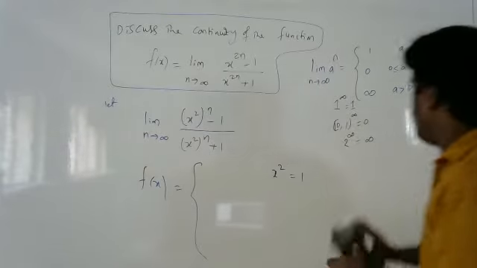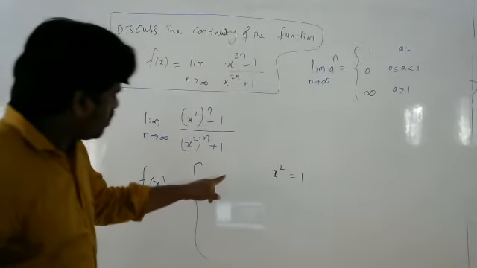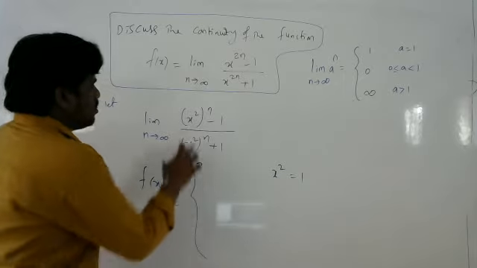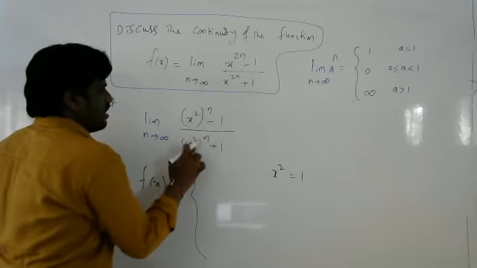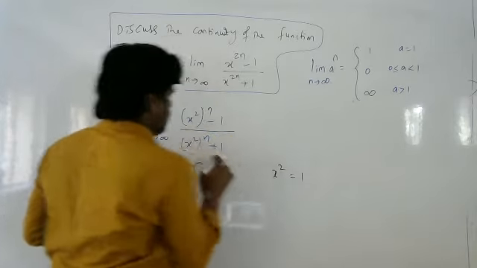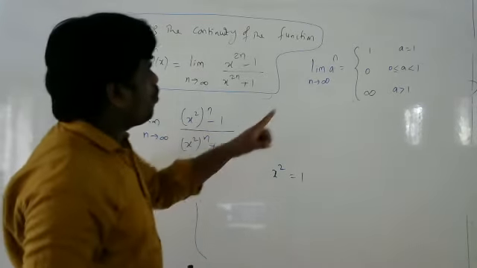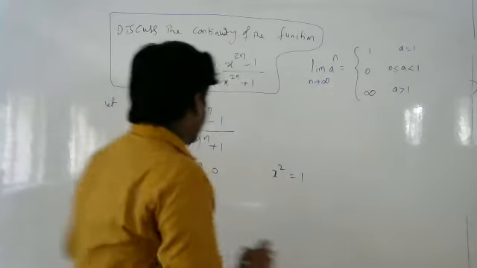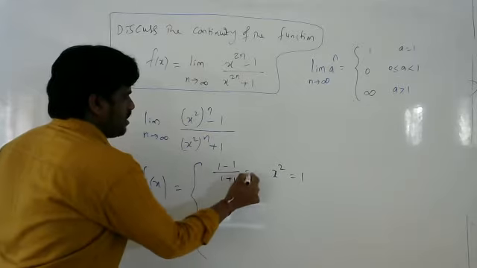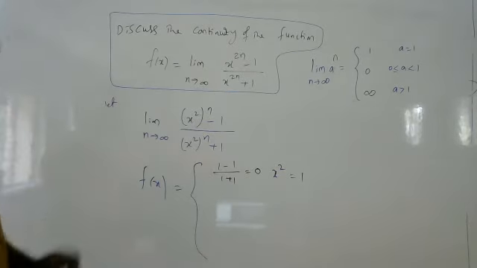Okay, it is clear. Now, if this is clear, according to this, let me answer. Treat x square as a. So now we have a power n minus 1 by a power n plus 1. If x square is 1, I get 1 minus 1 by 1 plus 1, that is 0 by 2, which is 0. So for x square equal to 1, the answer is 0.